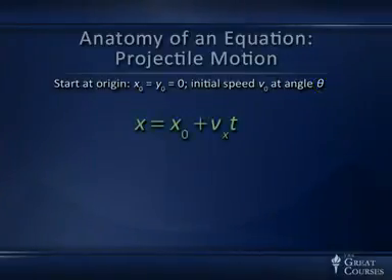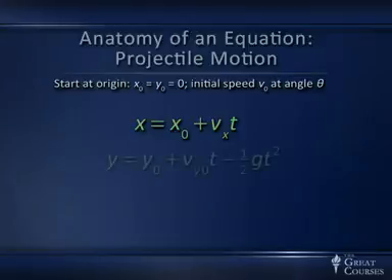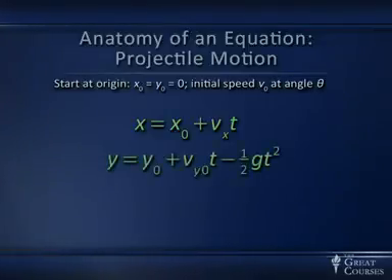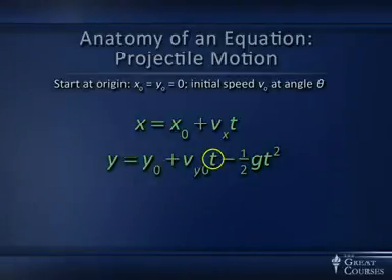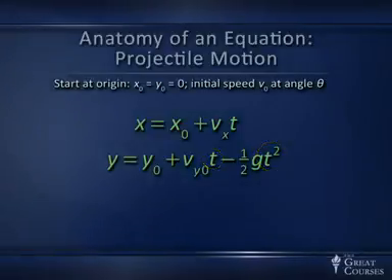So here's what I'm going to do. I'm going to take the horizontal equation, which was pretty simple. It said x was x naught plus the initial x velocity times time. I'm going to solve that for t, and plug it into the y equation where I had t. And t appeared two places in the y equation. Once it appeared just by itself, and once it appeared squared. Linear and quadratic terms. And so I end up with this equation.